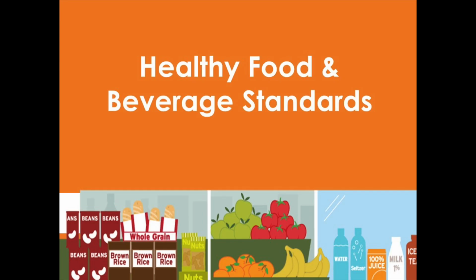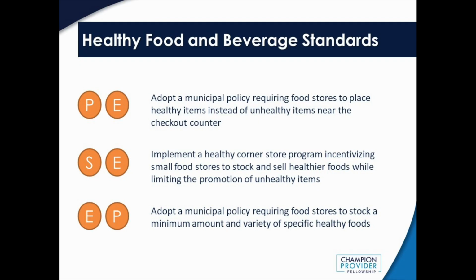The first topic is healthy food and beverage standards. These standards define the types of foods and beverages that are available and the way they are promoted in stores, restaurants, schools, workplaces, healthcare settings, and other places where community members can access or purchase food. More information on the healthy food and beverage standards can be found on page 19 of the PSE Playbook. Here are some examples of PSE interventions that create healthy food and beverage standards.